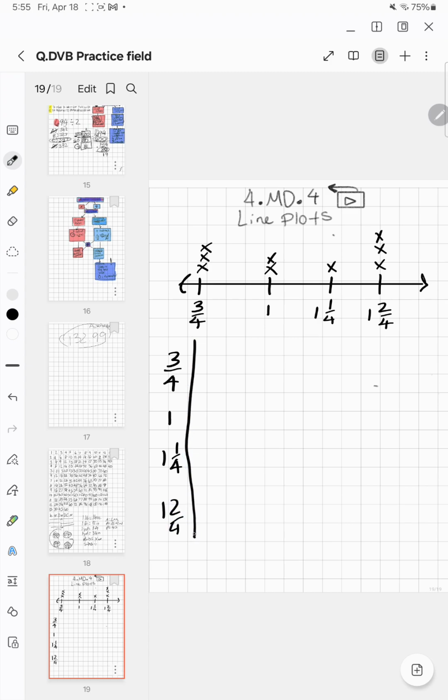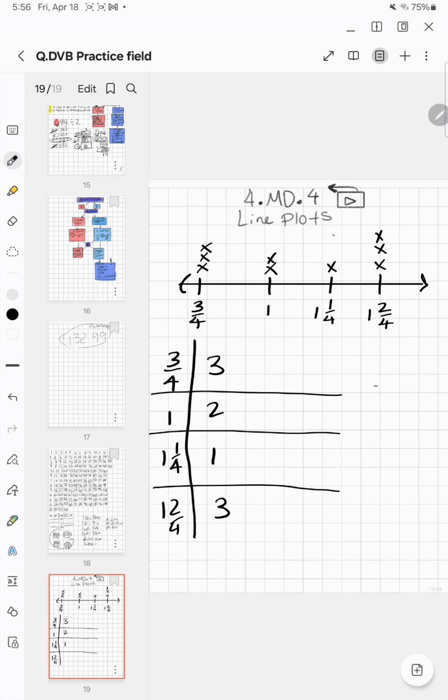If I had to plot on the state test, sometimes they make you see what's true and what's not true. I can see there are 1, 2, 3 x's here. One has 2. When you count the x's, this has 1 x, this has 3 x's. So you just find the answer choice that matches exactly that.